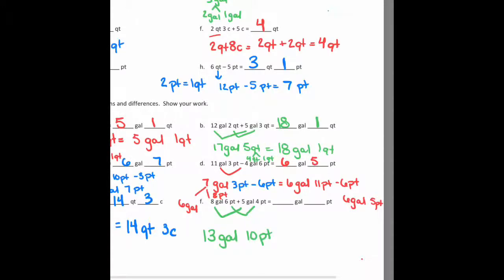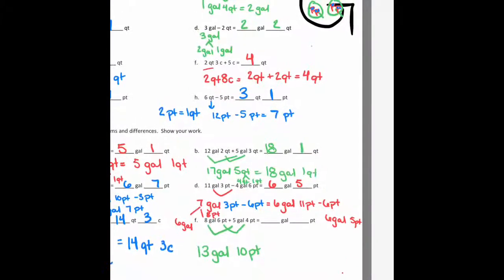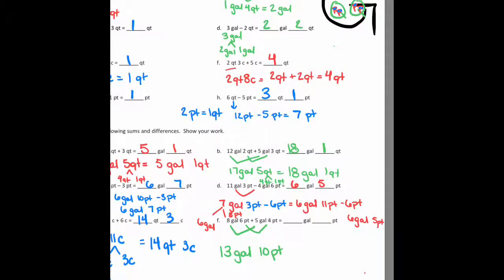Well, if I look back up at my big G, let's see how many pints are in a gallon. It looks like 1, 2, 3, 4, 5, 6, 7, 8. So 8 pints I could pull out, and that would be an extra gallon. And I have 2 pints left over. So that extra gallon would make my total 14 gallons and 2 pints.